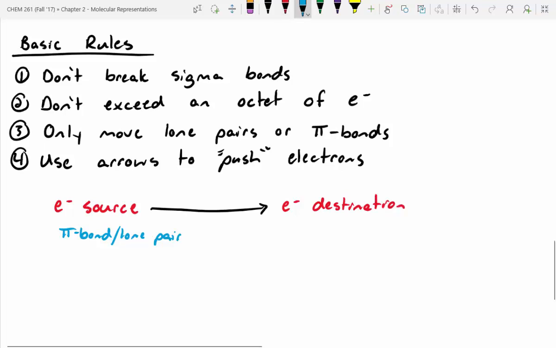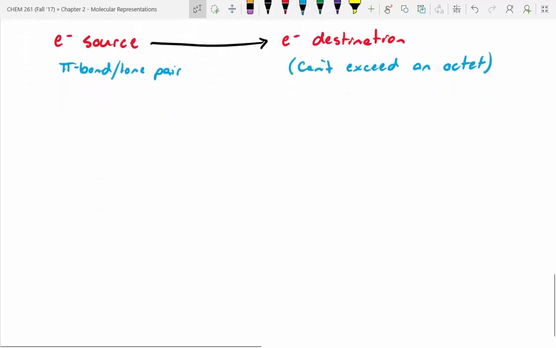And I'm going to put another note under here. Can't exceed an octet. Does that make sense? Oftentimes, students get this confused, and they want to show movement of protons, so movement of a H+ ion. That doesn't ever work in organic chemistry. We only show movement of electrons, not movement of protons, using arrows like this. So I'll show you a kind of cheesy example, and then we'll get into harder ones.